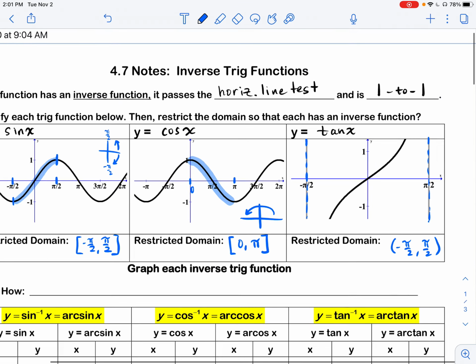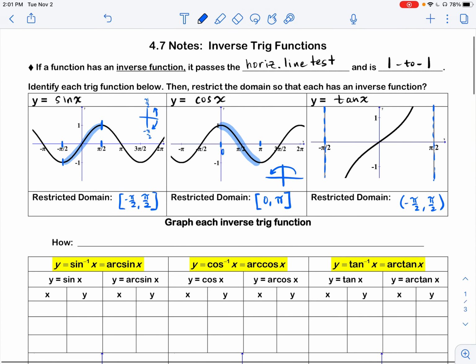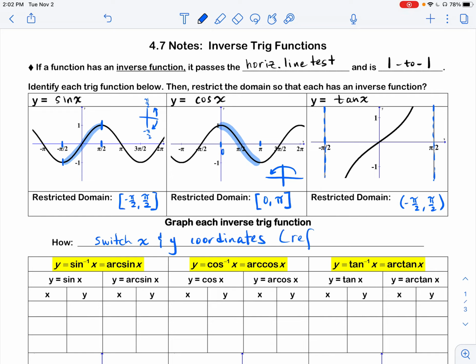Okay. So now that we see how we can restrict the domain of these trig functions so that they are 1 to 1, let's look at the graphs of these inverse trig functions. So if you recall, how do we graph inverse functions in general? What we're going to want to do is switch the x and the y coordinates, because we're switching the domain and range from our function to our inverse function. And this is going to look like a reflection over y is equal to x.